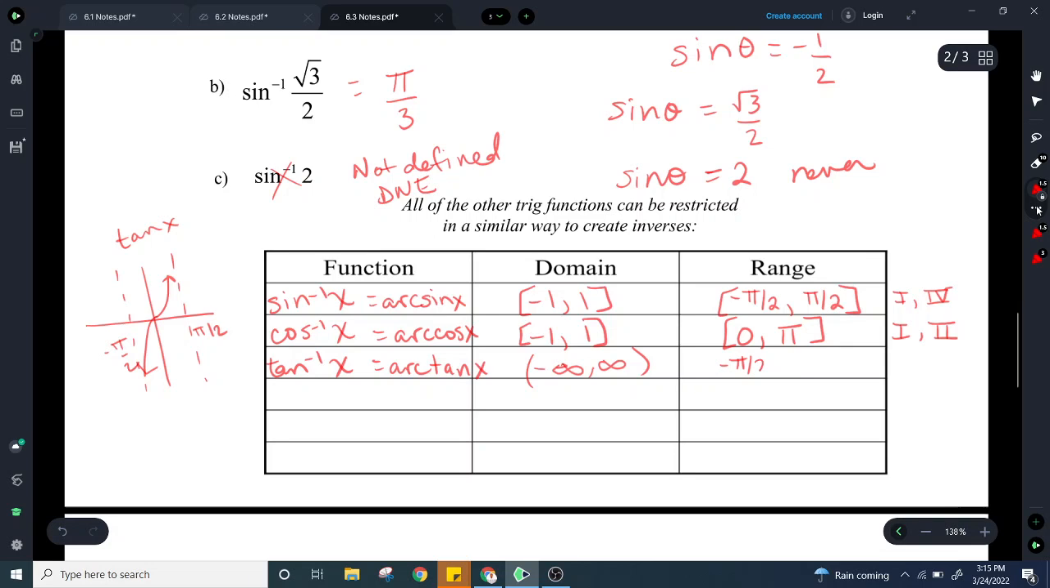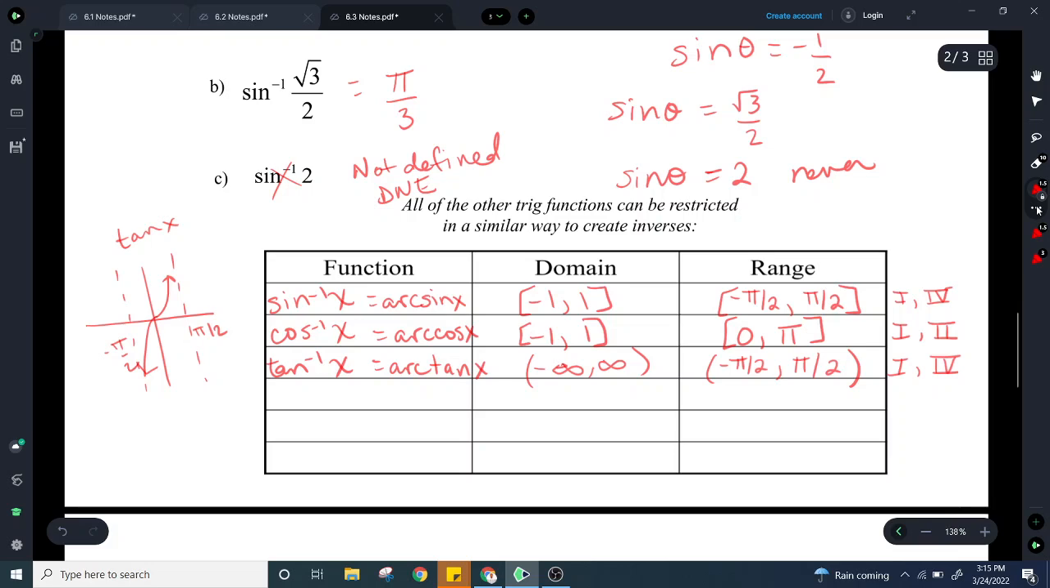So it's the same as it is for sine. The only difference is it does not include the endpoints, and the reason is because the original tangent function had asymptotes at -pi/2 and pi/2. But it's the same quadrants as the original arcsine function, which will help you keep those straight.